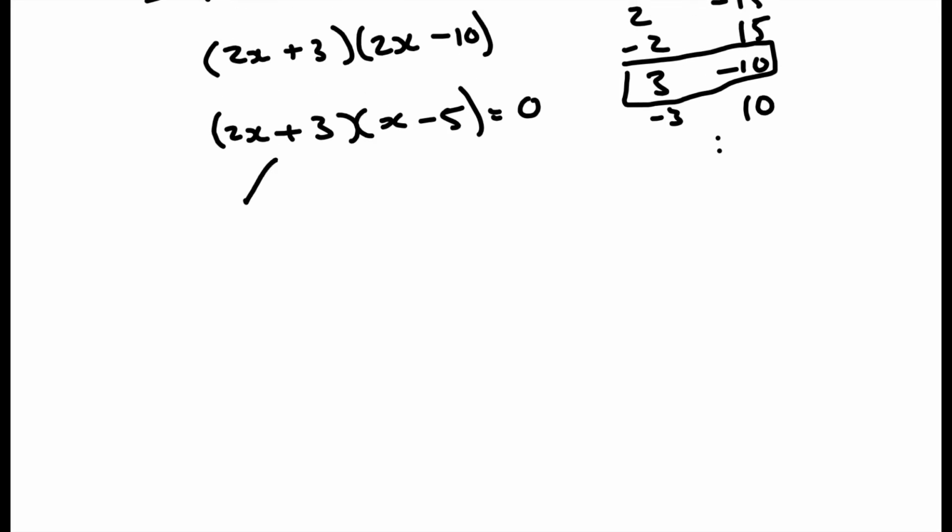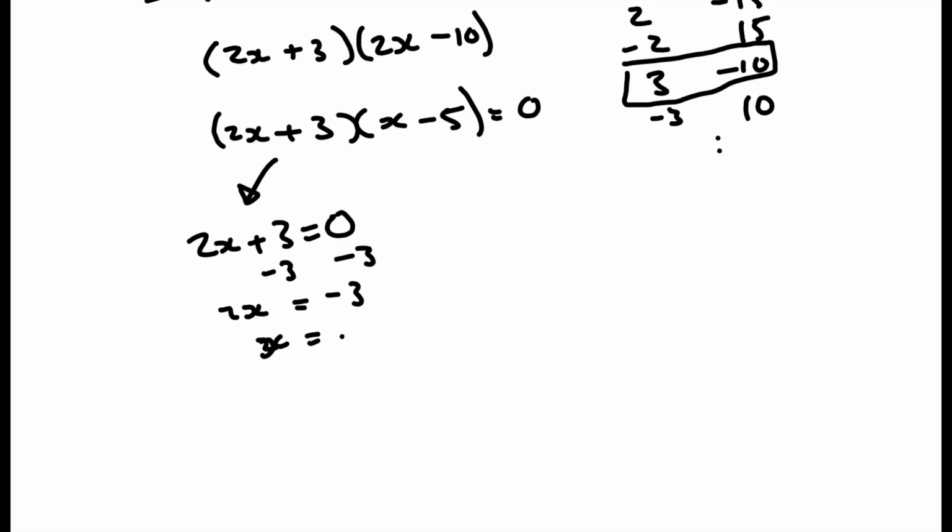So if this bracket is 0, 2x plus 3 equals 0. Or if we rearrange, we're going to get x equals minus 3 over 2. Or this bracket is 0, so x take away 5 is 0, so x equals positive 5.